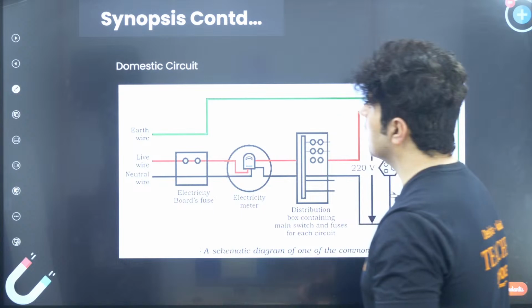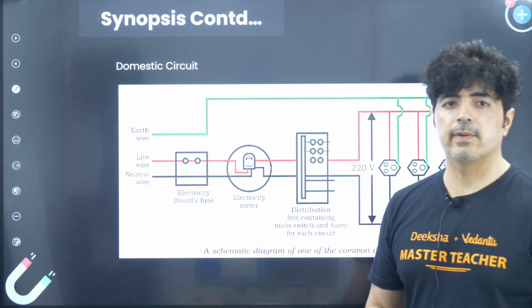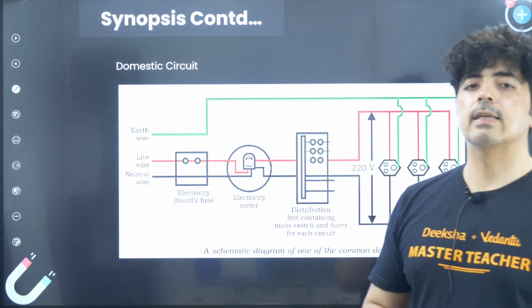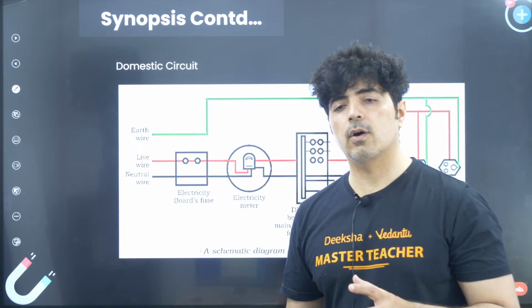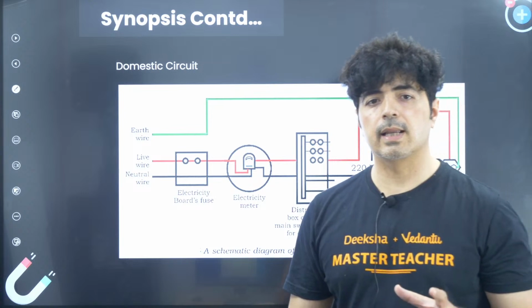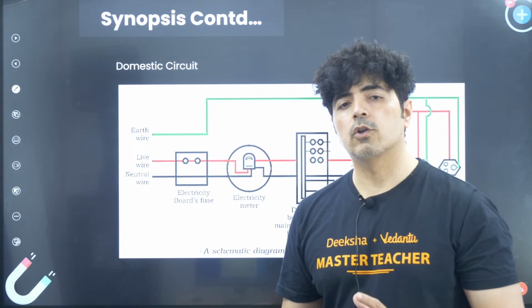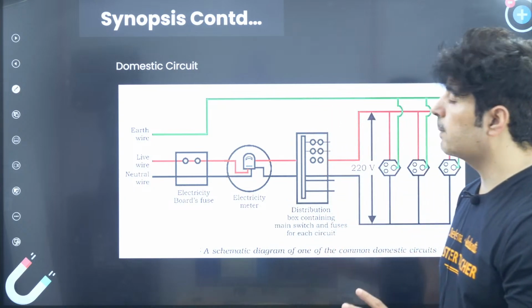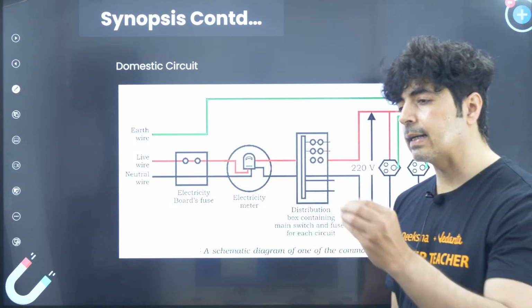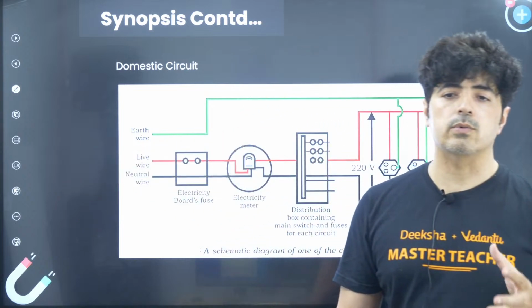Now we have the next thing, the domestic circuit. This is the last part of your chapter. Now what is a domestic circuit? Domestic circuit means how the electricity is coming into our house.